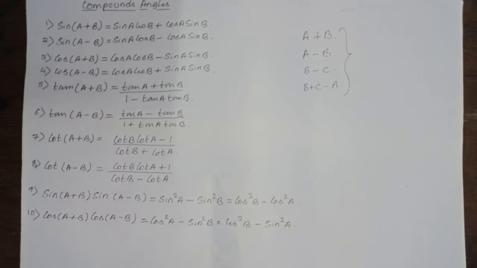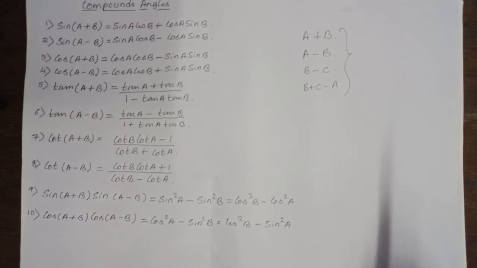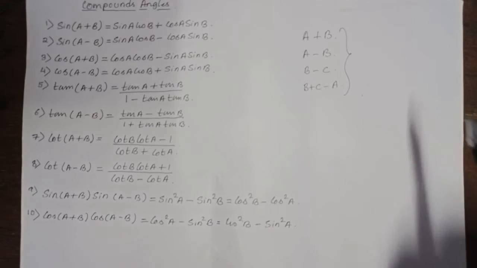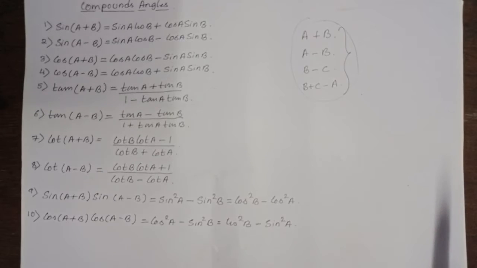Like a minus b is also a compound angle, b minus c is a compound angle, b plus c minus a is also a compound angle. Now from this we can say the algebraic sum or the algebraic difference of more than one angle is called a compound angle. Now there are 10 formulas of compound angle and all the 10 formulas are important.